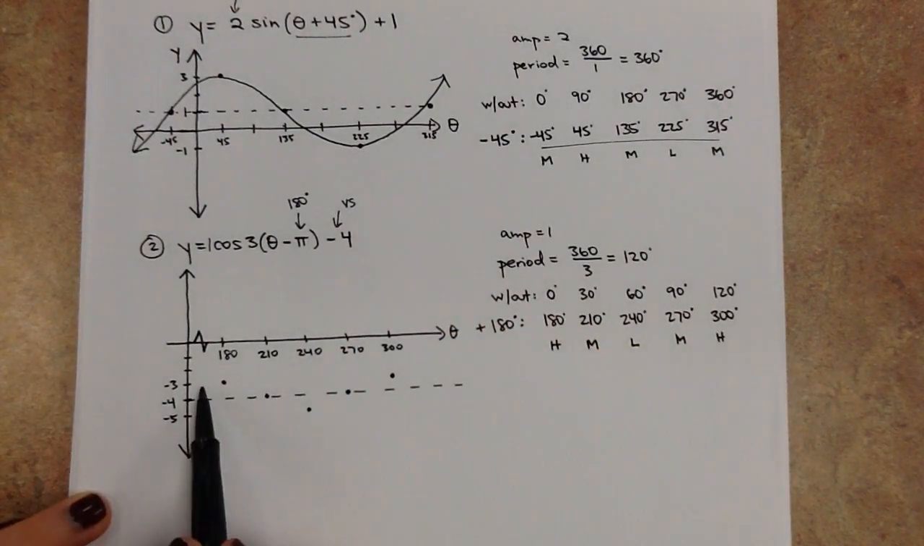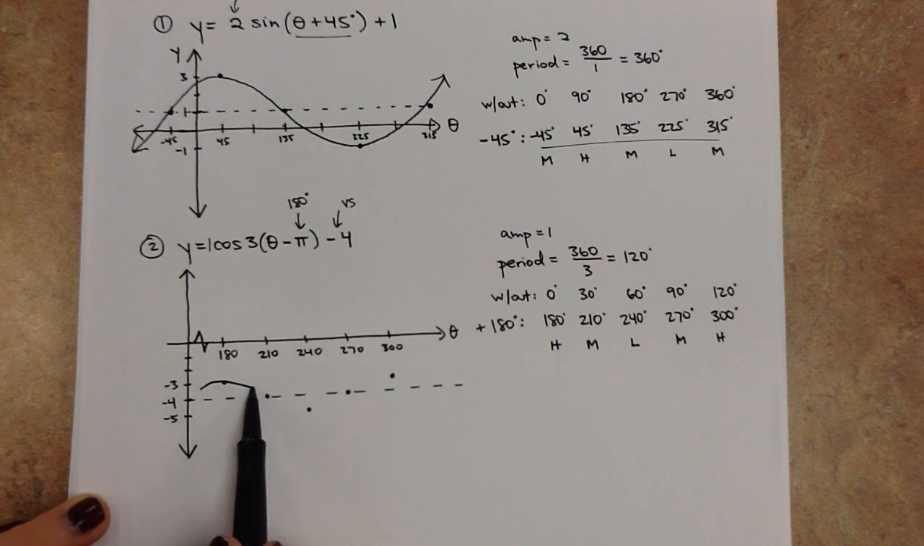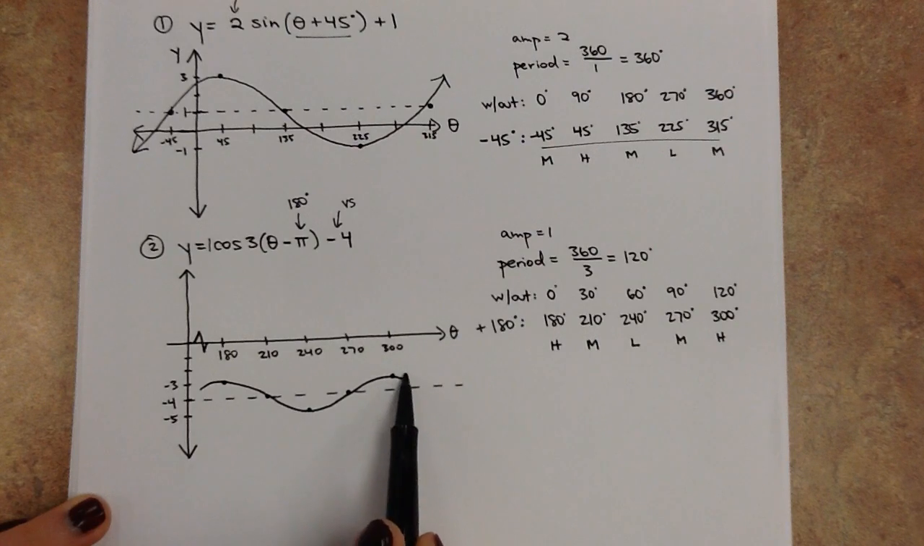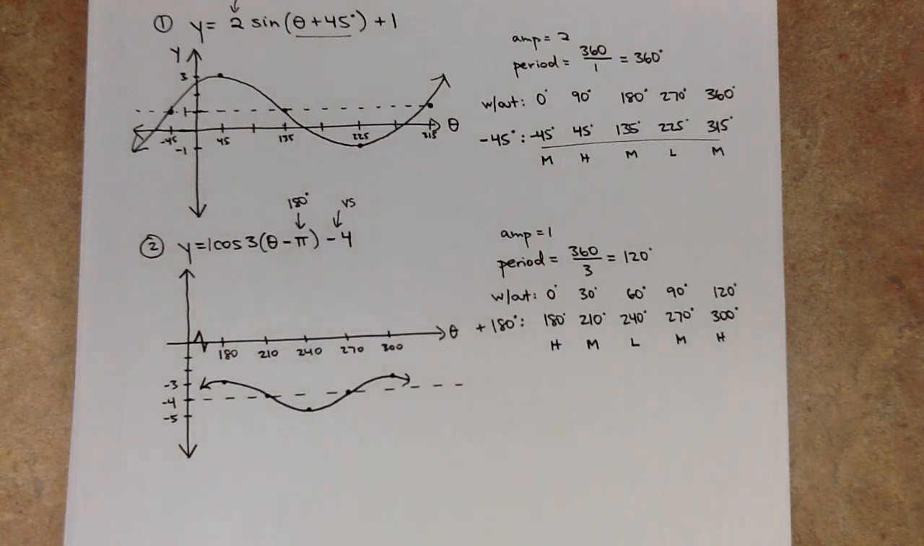Okay, so this is not a very tall cosine graph. Remember, graph a little bit of it on both sides to show that it does keep going even beyond just what you've graphed. So that is one cycle of a cosine graph.